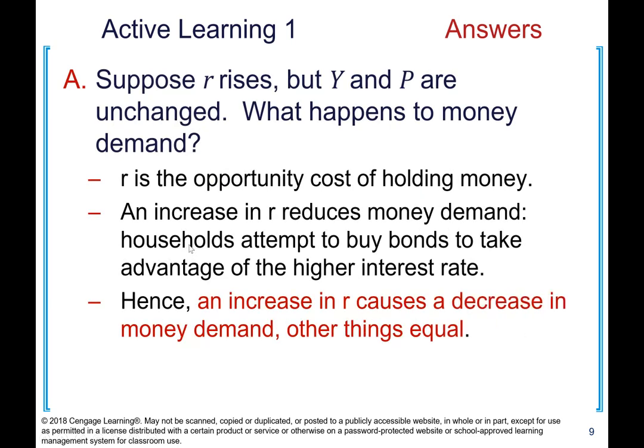Answers. A: R is the opportunity cost of holding money. An increase in R reduces money demand. Households attempt to buy bonds to take advantage of the higher interest rate. Hence, an increase in R causes a decrease in money demand, other things equal.